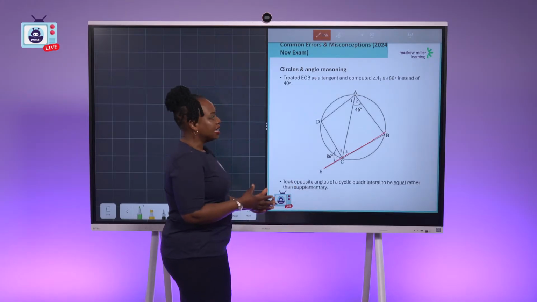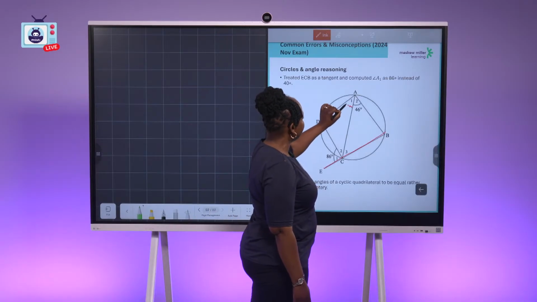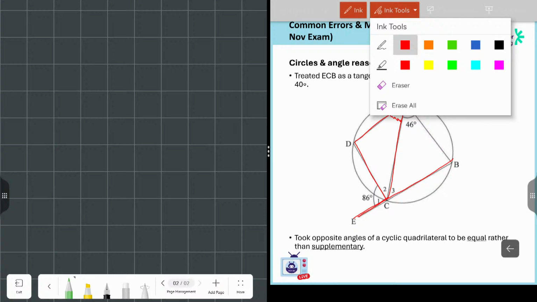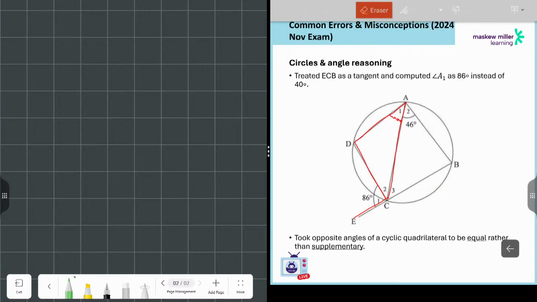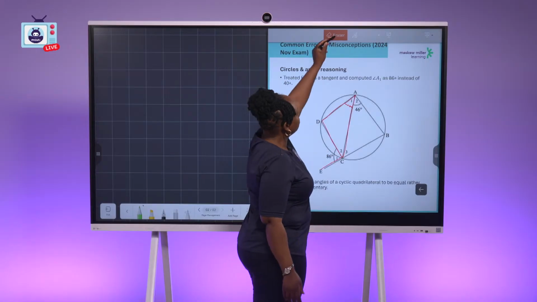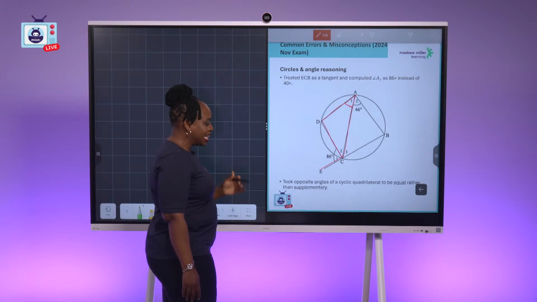Again, they ended up saying that the angle that they find here as A1 is 86. They read it like that because they think this is a triangle, and that it becomes an exterior angle of a triangle, which is completely not true, because if you look at it, that triangle does not show the line EC as an extension. It is not extended, or as the language says, it is not produced. So be very, very careful of things like this.